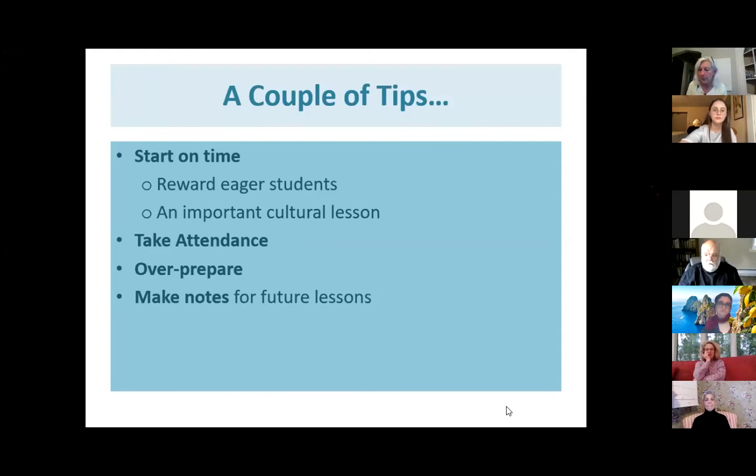We mentioned the importance of over preparing because things don't always go as planned. And with a group, I think it's really important to make notes after your lesson. Keep a notebook of some sort and jot down what went well, what activities the students liked, what they didn't like, so that you can continually improve your lesson. And also, I like to check off what we did and what we didn't do, so I know what we're going to carry forward into the next lesson.